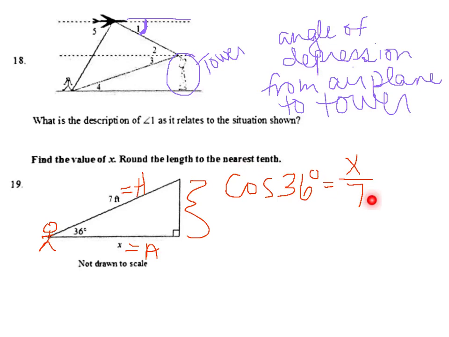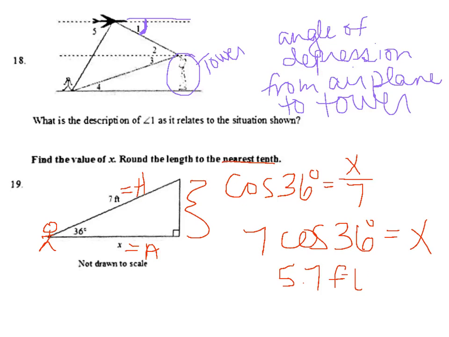So I take those two things, I'm going to multiply them. In my calculator, I'm going to type 7 cosine 36 degrees. That's going to equal x. And it says to round to the nearest tenth. When I do that, I should get 5.7 feet is equal to x.